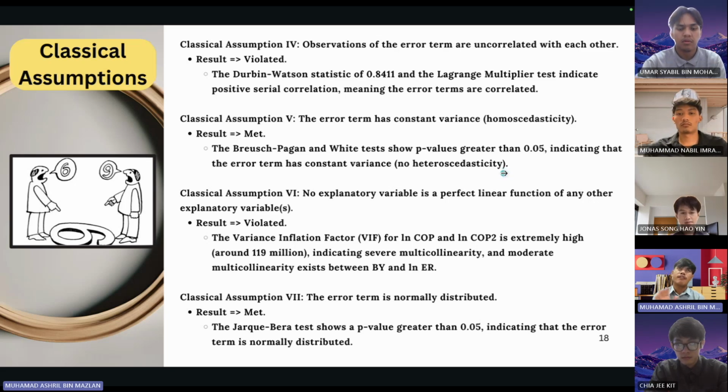So after all of these classical assumptions that we tested, as policymakers, we need to know what the policymakers can do. So I'll pass to Nabil Imran to explain more about that.